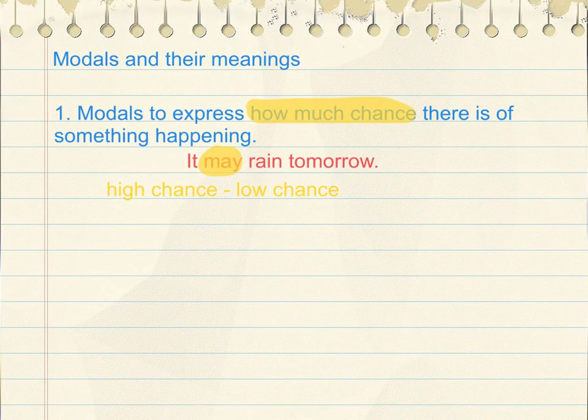And I'll give you another example where we're talking about a high chance that something happened or is going to happen. He must be the killer. Here we're using must and we're describing a high chance that he is the killer.